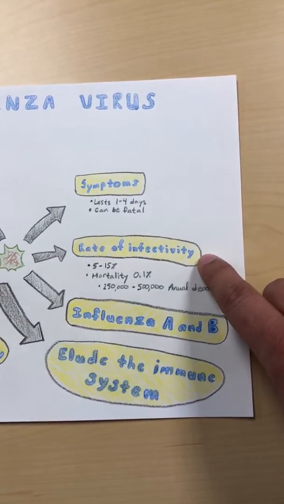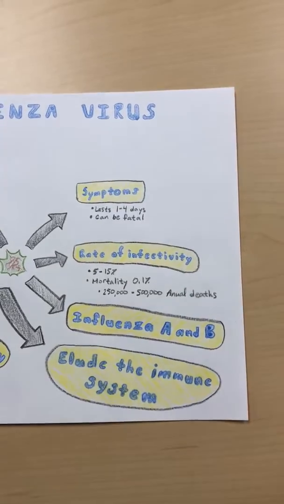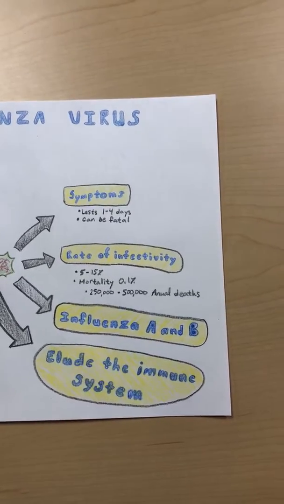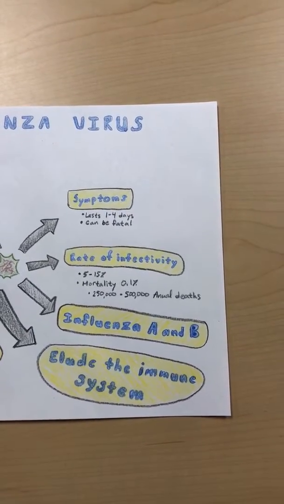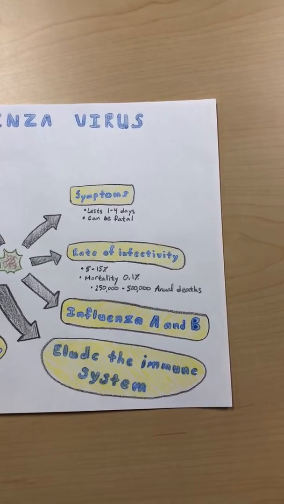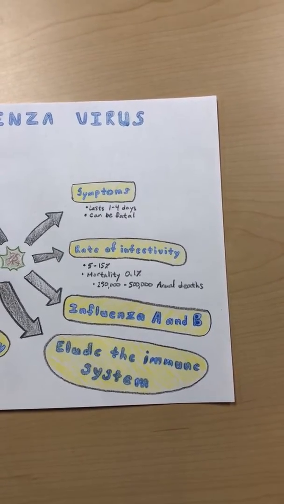The rate of infectivity is 5 to 15%. Its mortality rate is also 0.1%. Most recovery occurs in 1 to 2 weeks. The yearly death rate internationally from seasonal influenza is 250,000 to 500,000.